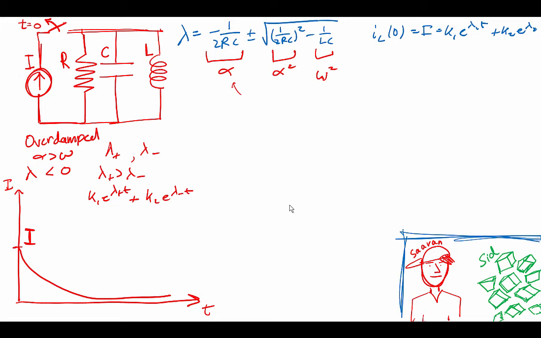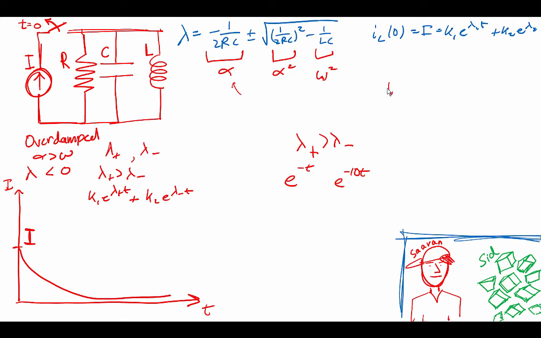Okay, let me think about this. So, what do you mean when you say lambda plus is greater than lambda minus? You're saying that lambda plus is closer to 0 than lambda minus? Exactly. So you can imagine that this lambda plus term looks something like an e to the minus t, and this lambda minus term looks like an e to the minus 10t, for example. Cool, that makes sense. So, let's try and figure it out.